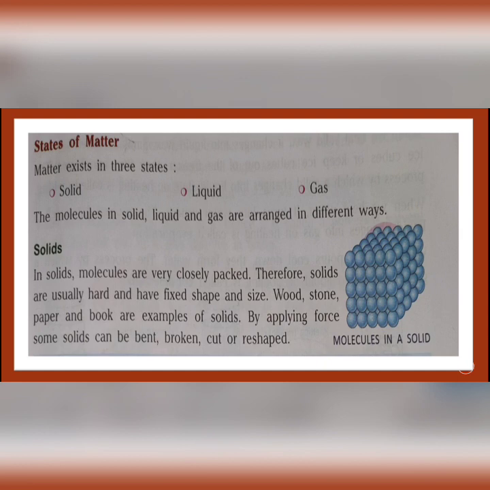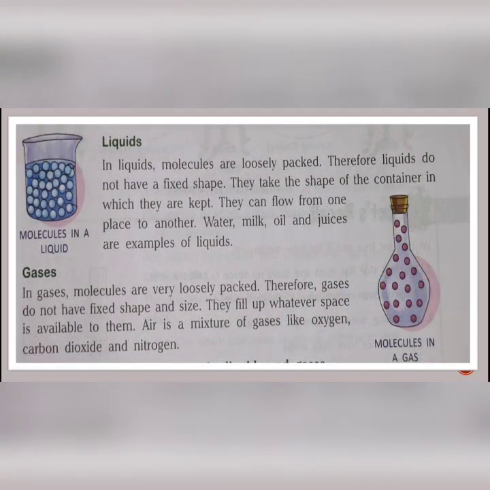In solids, the molecules are very closely packed, so they have fixed shape and size and are usually hard. And by applying force, some solids can be bent, broken, cut and reshaped also. And in liquids, molecules are loosely packed. Therefore, they don't have any fixed shape. They take the shape of the containing vessel, or the container in which they are kept. As liquids can flow from one place to another, they can be called fluids also.